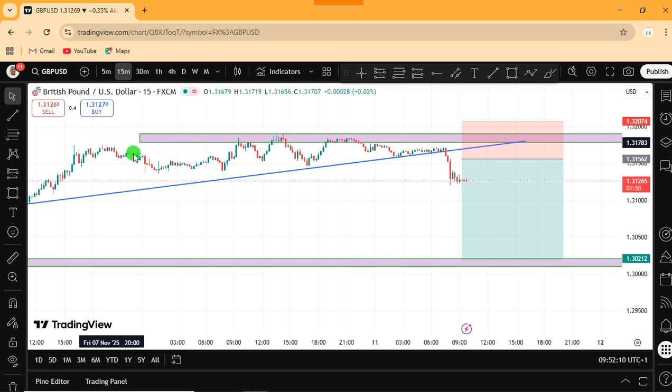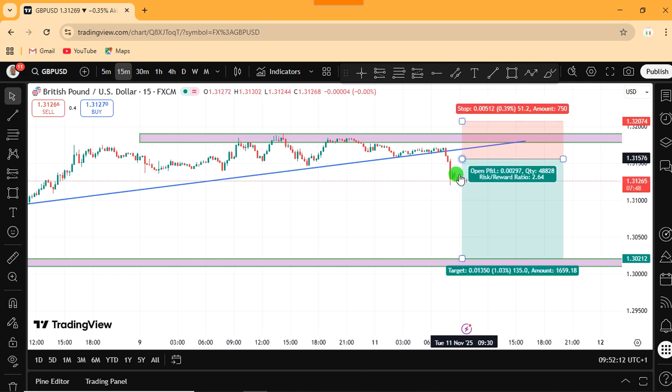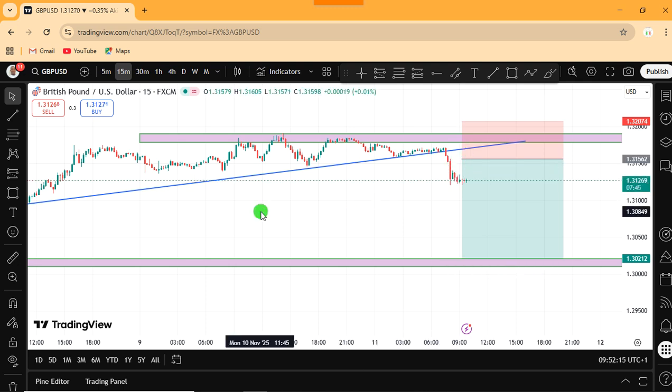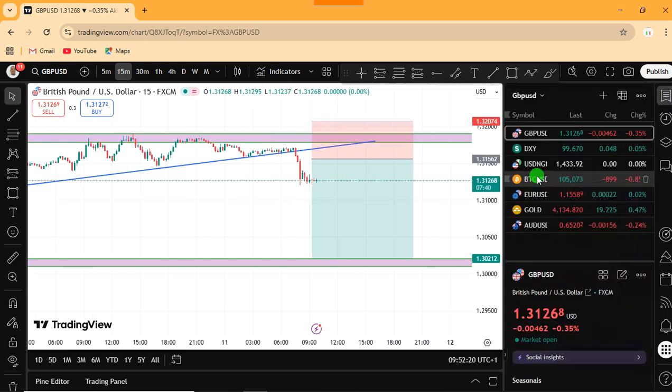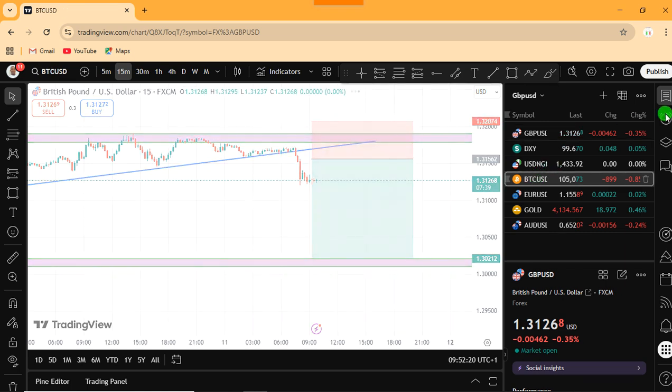And of course, as you can see on pound, we have a zone which we are waiting for the market to get to. Okay, so that's going to be that for the pound dollar. So going to the next on my watch list for today, which is going to be the BTCUSD.